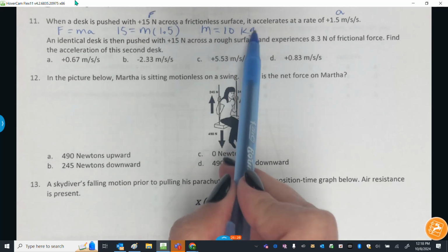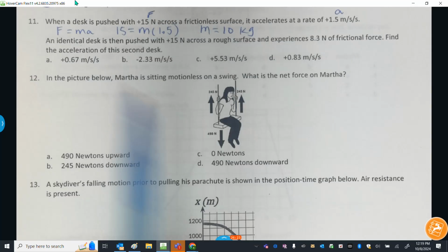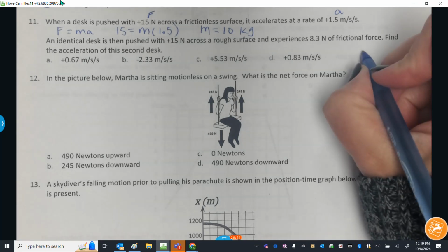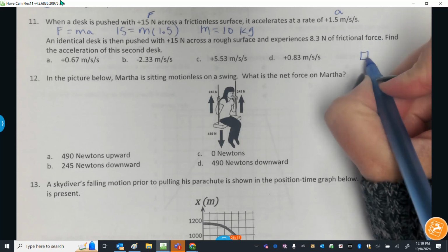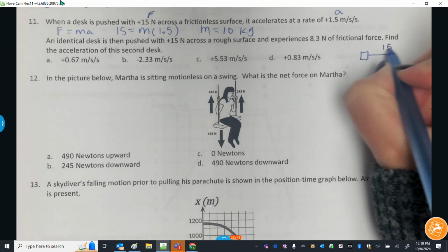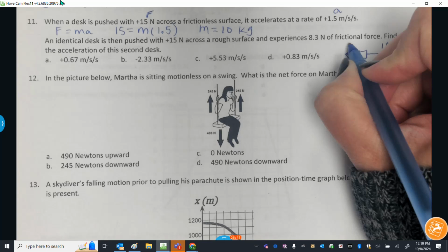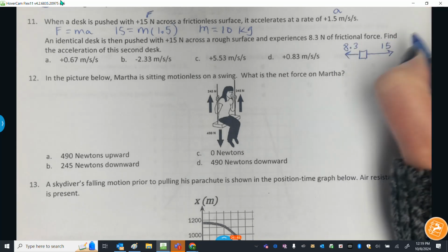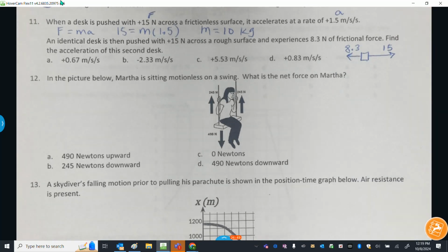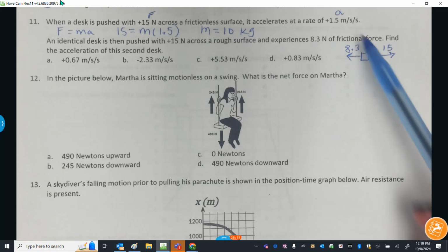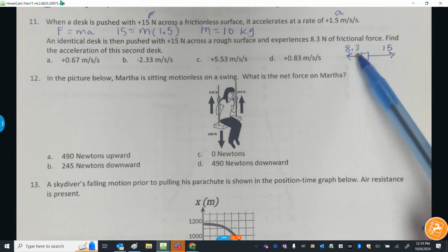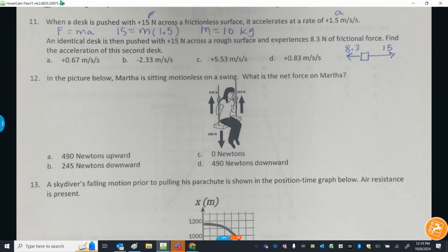And now we can use this mass for this identical desk down here to solve this second part of the problem. So for the second part of the problem, there's more than one force. And so whenever I have more than one force, I do want to recommend that you draw a free body diagram. So I'm going to draw a diagram showing my same 15 newtons, but also my friction, because it says that there are 8.3 newtons of frictional force. Okay, and I am going to draw my friction so that it is in the opposite direction as the force I am applying to cause it to accelerate. And so my friction's always opposite the direction of my motion.